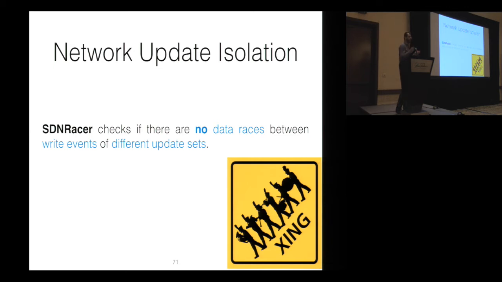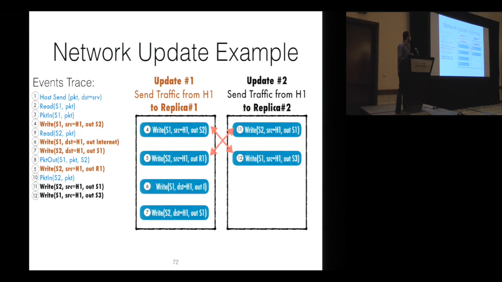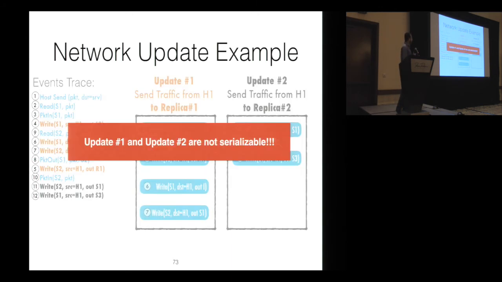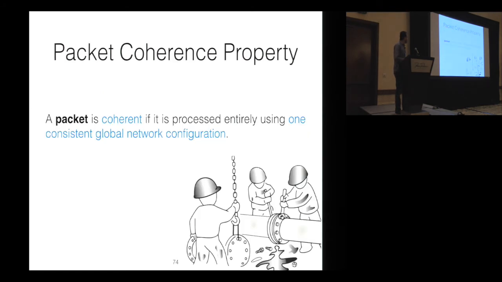And how do we check this? The check is very simple. We just check that there is no data race between two write events such that they are in two different update sets. So if we go back to our example, in this case, we have two write events and they're actually racing with each other on the same switch. And then we can say they are not serializable, so we have a violation of this property.